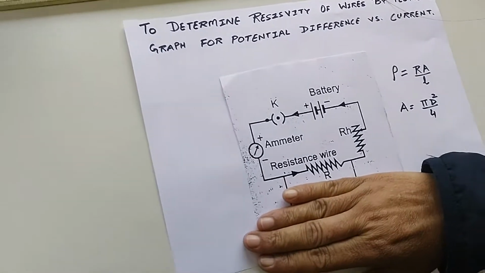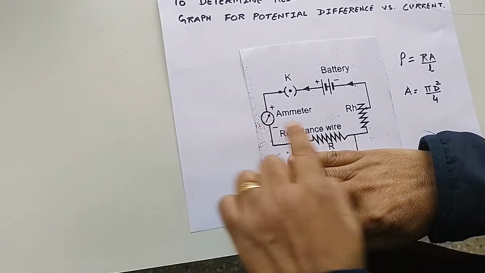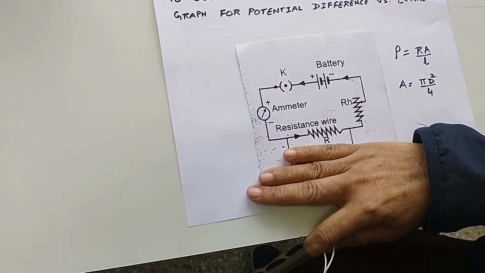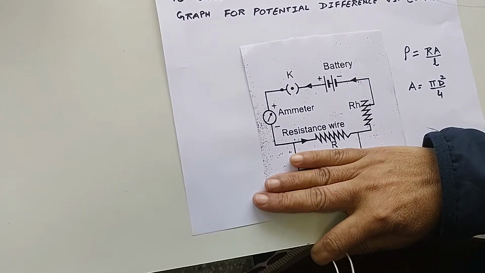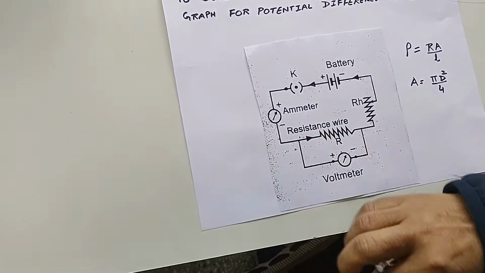So when I am starting the circuit, see children, let's first hide this voltmeter. If you see all the components, the battery, key, ammeter, resistance wire and the rheostat, they are all connected in series. So let's first connect this portion, the components which are in series, and then we'll insert the voltmeter in parallel to the resistance wire.